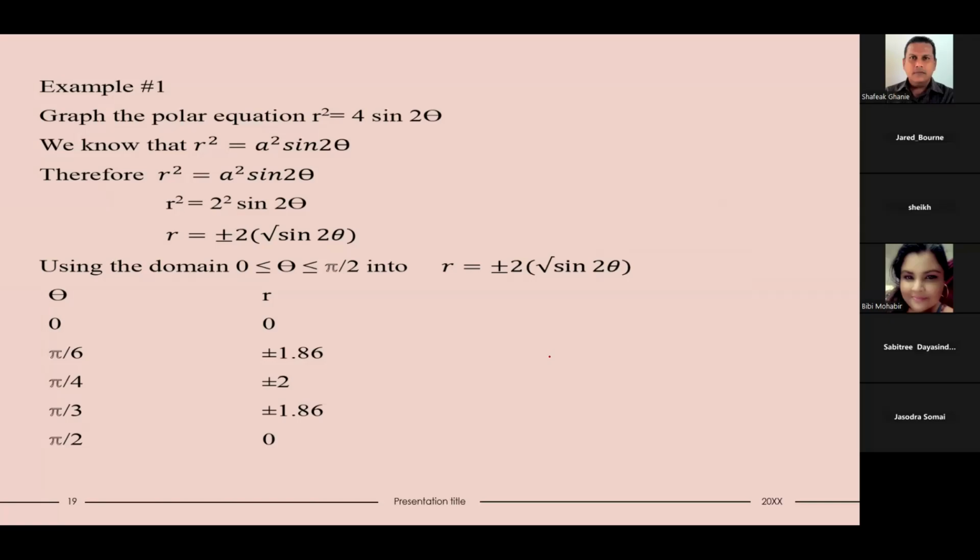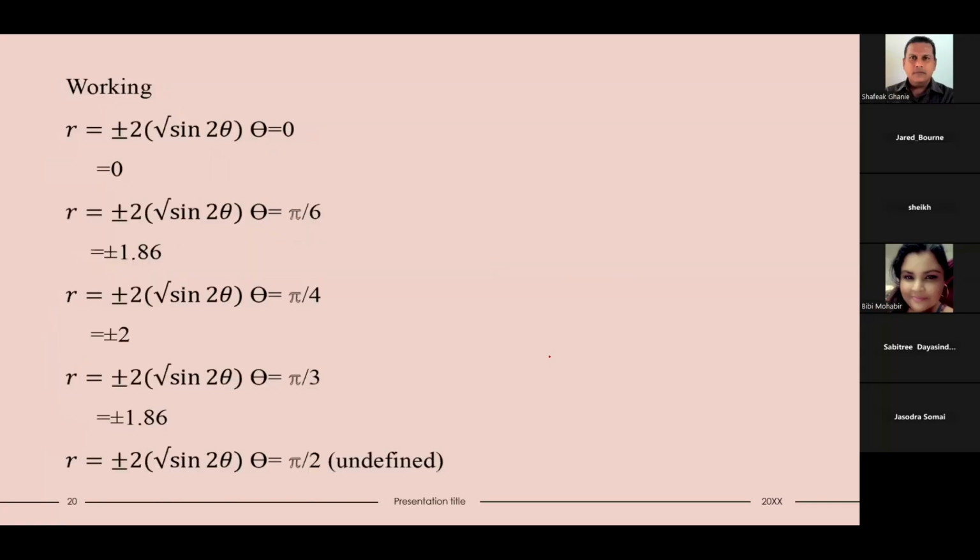You establish these points here as shown, right? And you would know from your previous knowledge that these values, 0, pi over 6, pi over 4, pi over 3, pi over 2, and so on, would have been the equivalent of the x value. Next slide, please, sir. So here it has been worked out. You do this by using your calculator. Next slide.